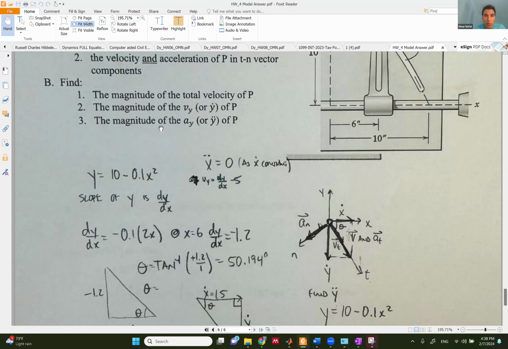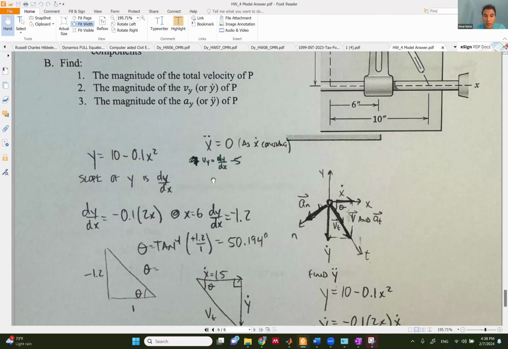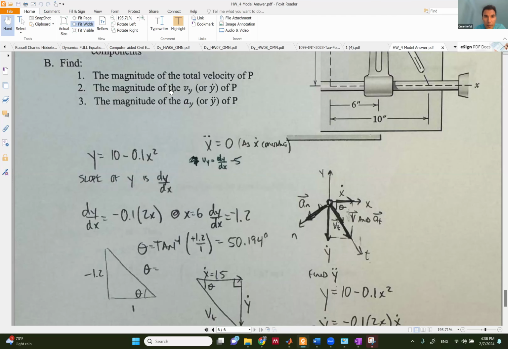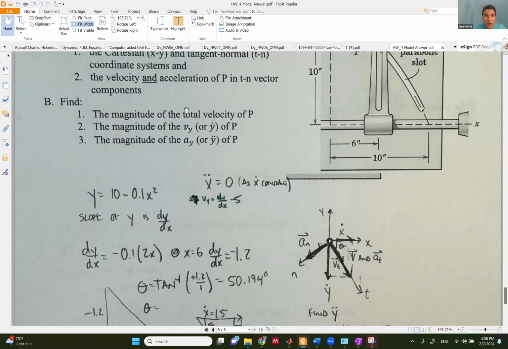That's a thing. And here I'm asking for the magnitude of the total velocity. You need to get Vx, Vy, and then get the square root of the sum of their squares, using this triangle. And then the magnitude of Vy or y dot of V, you definitely need it. And the magnitude of A, Y, which is the y double dot.